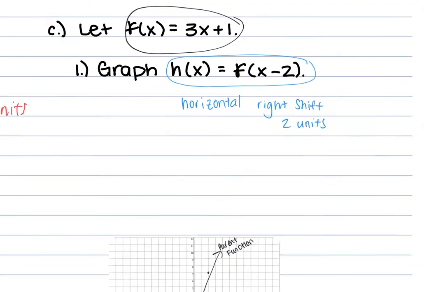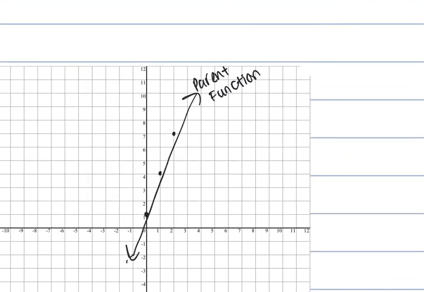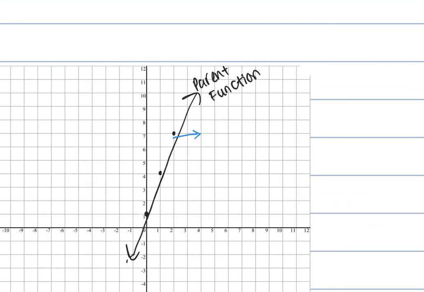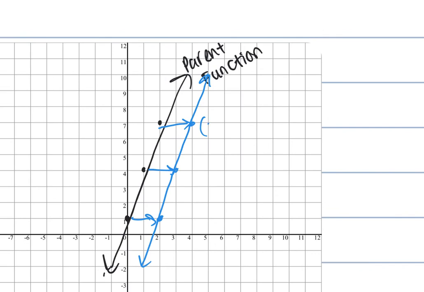A la derecha. Okay? So move every single point 2 units to the right, and you should get these 3 points, and your graph should look something like this. Your points should have been 4, 7, 3, 4, and 2, 1.